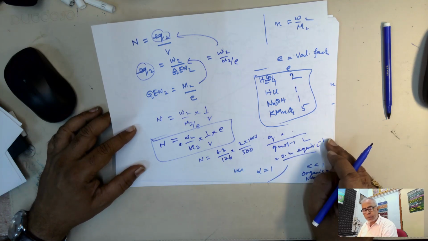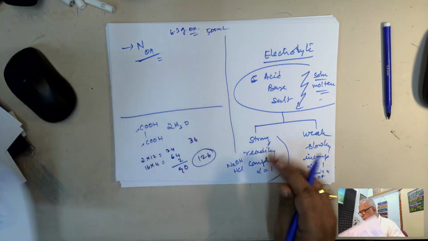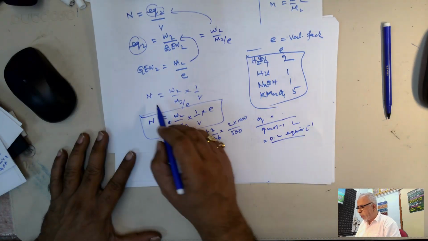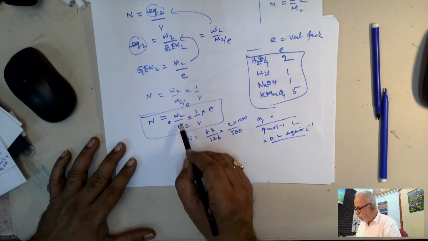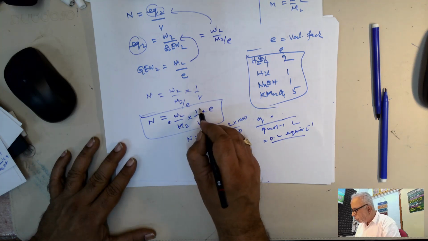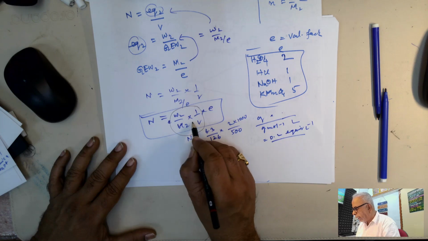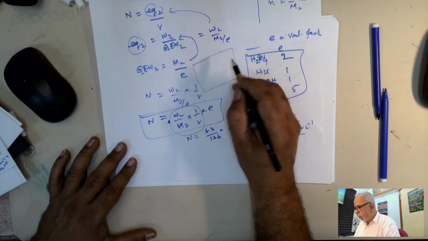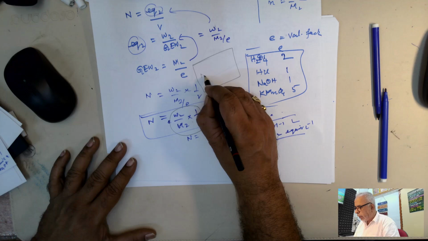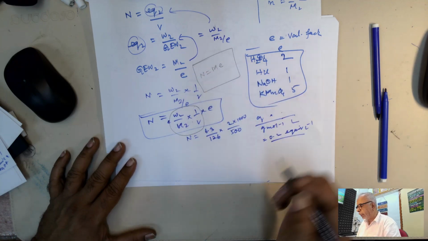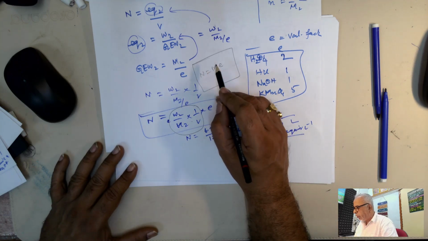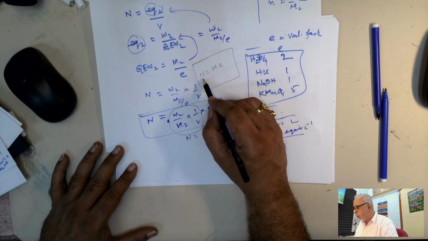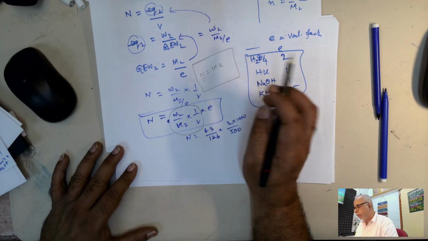Correct? Okay, sir. Now you have one important equation here. That is, N is equal to W2 by M2 into 1 by V into E. You just look at this part alone, which is nothing but molarity. Therefore, you can call it normality is equal to molarity into valency factor. This is another equation you can develop. Once you know the molarity, you just multiply by the valency factor so that you are able to get the normality. So never forget this.